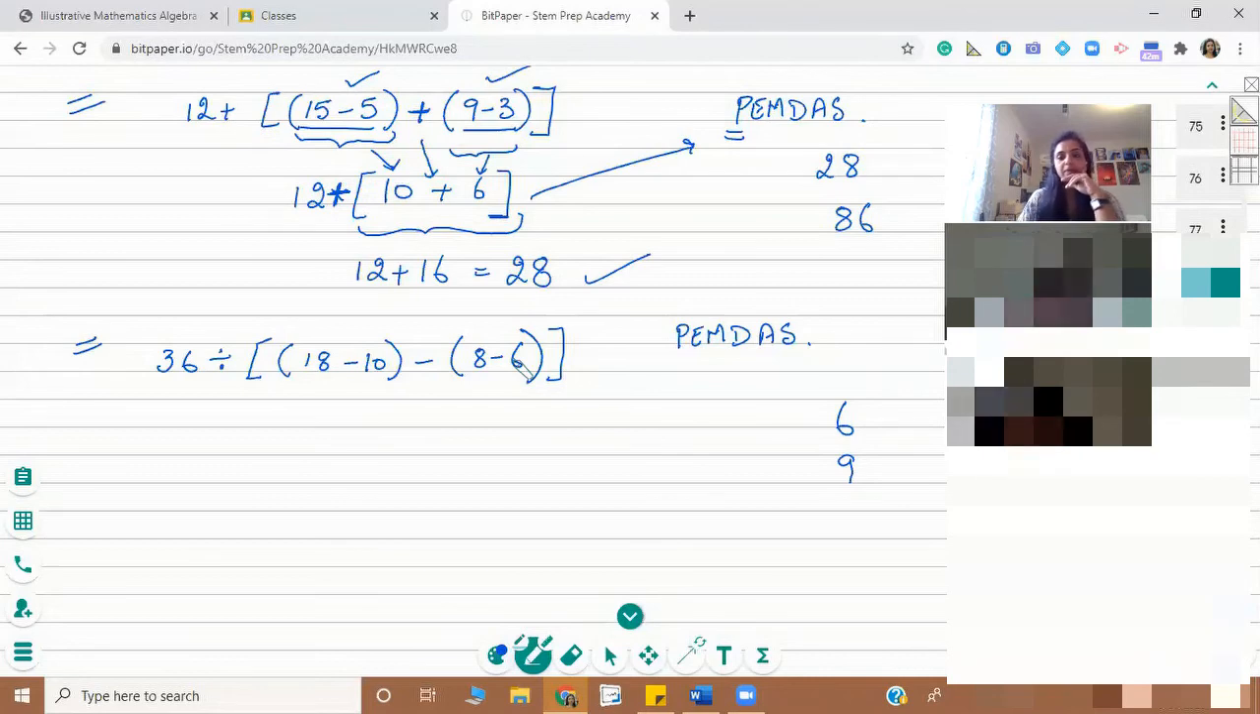Yes, Xenia. First I did 18 minus 10 and 8 minus 6. Okay. And for 18 minus 10 I got 8. And for 8 minus 6 I got 2. And what was your sign in between? Minus or plus? Minus. So did you put a bigger bracket outside again? Yeah. Then what did you do? I did 8 minus 2, which equals 6. And then I did 36 divided by 6, which equals 6.